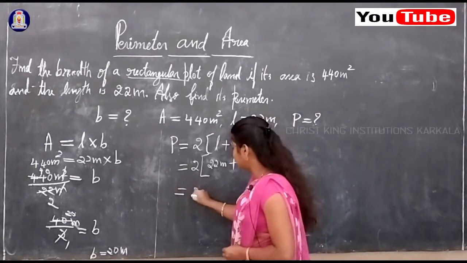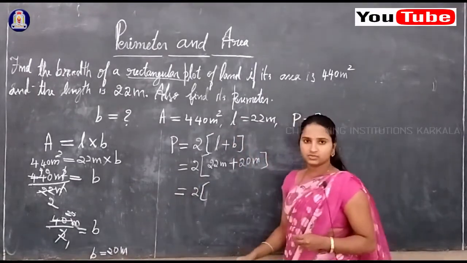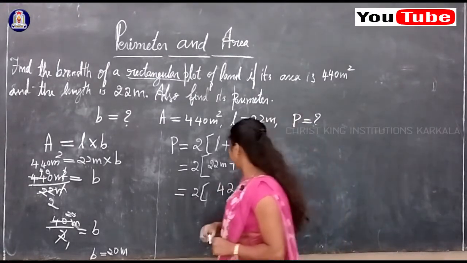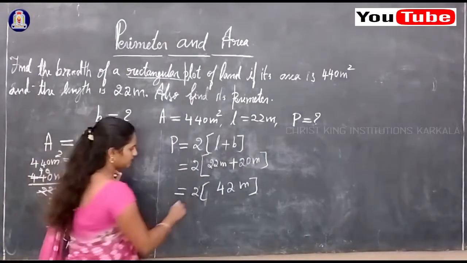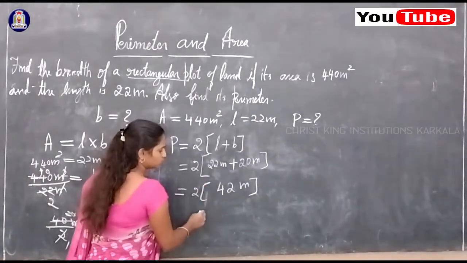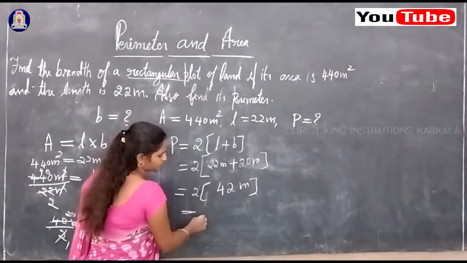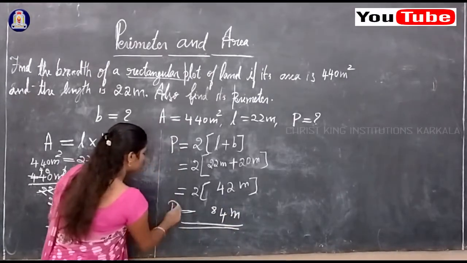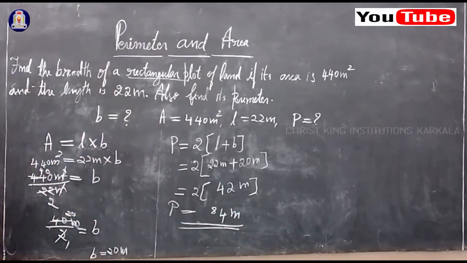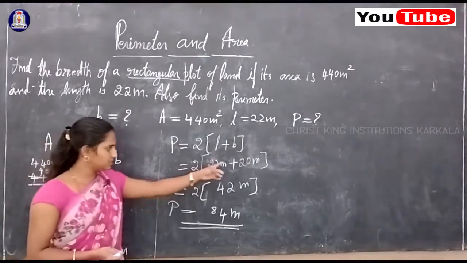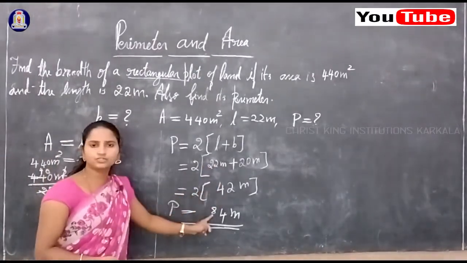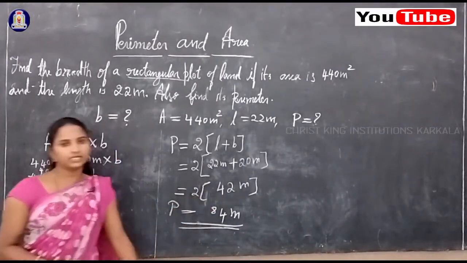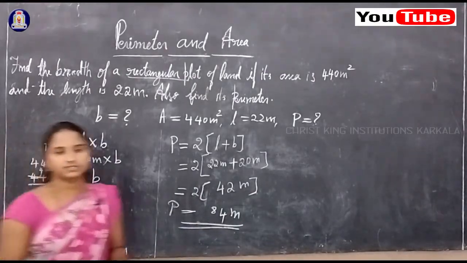So now you have to write 2 into 22 plus 20, that is 42 meter. 42 meter, correct? So now here bracket is given, so 2 into 42 meter. 2 into 42 means 2 2s are 4, 2 4s are 8. So what is the perimeter of the rectangular plot? That is 84 meter. Is it correct? Length plus breadth is 42. 2 into 42, multiplication, bracket means multiplication, right? So 2 into 42, that is 84 meter. Clear? Thank you.